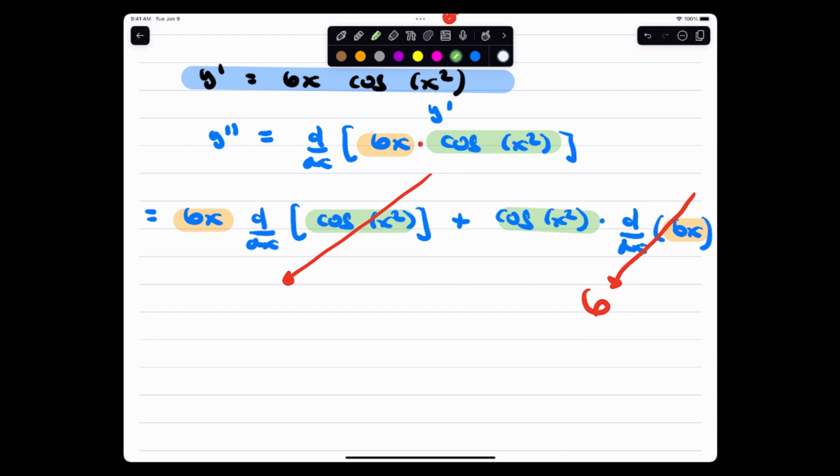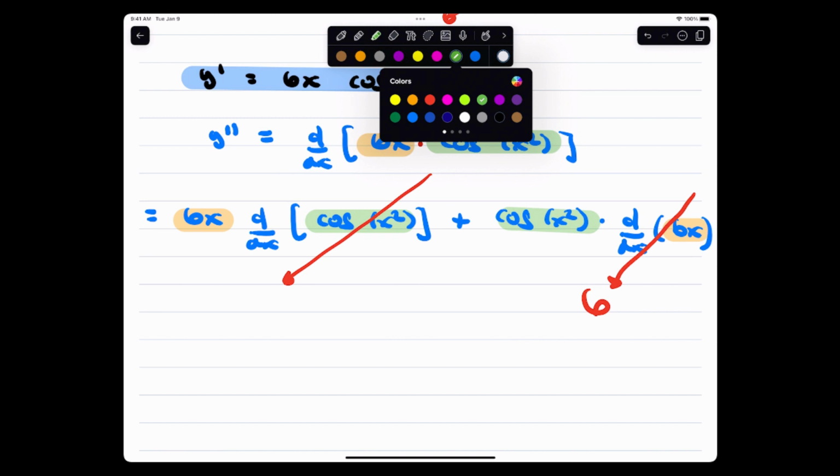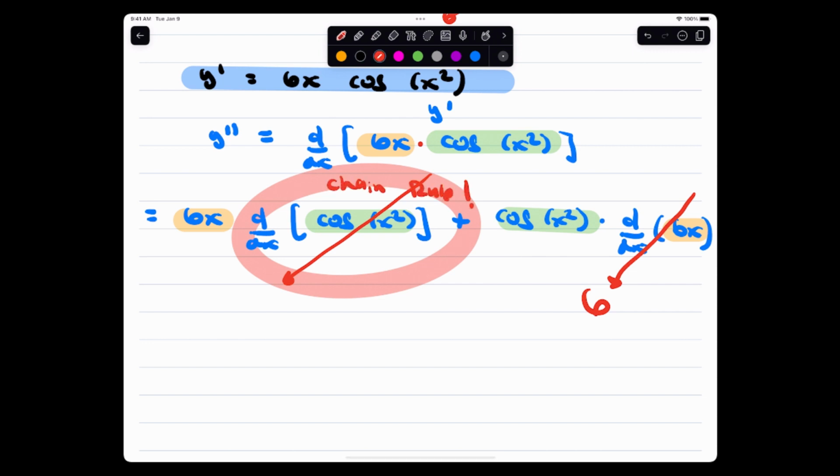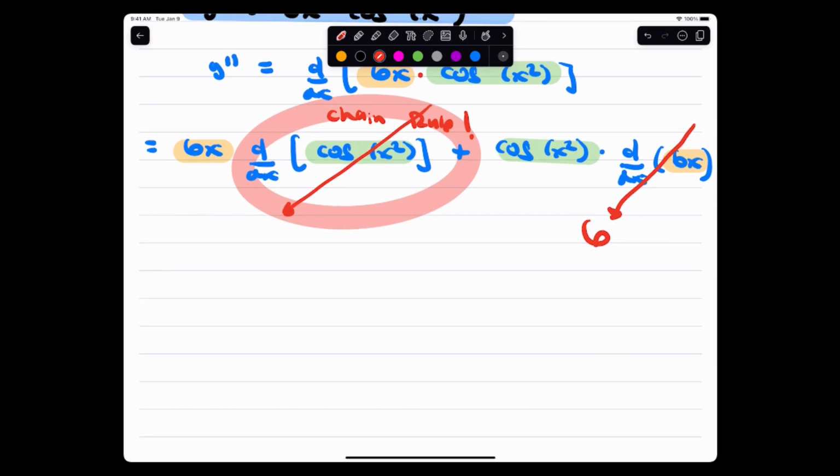But what you want to remember, I think, you're going to have to use what here? What's going on there? Chain rule. So what's chain rule for cosine? What's the derivative of cosine? It's negative sine x squared, don't forget the chain, the derivative of x squared, which will give you 2x.